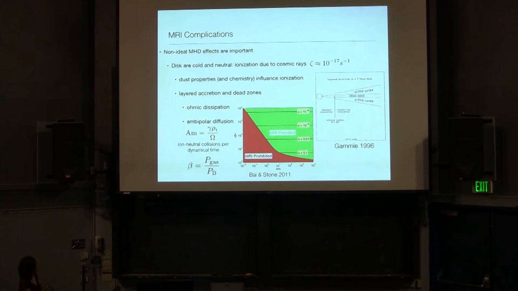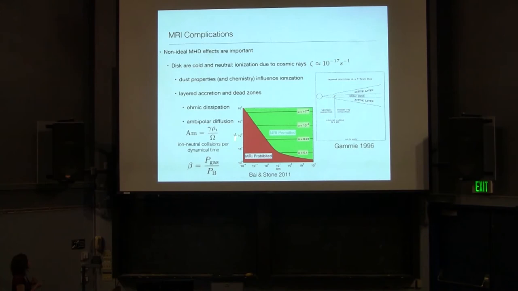There are other non-ideal MHD effects. There's ohmic dissipation, and ambipolar diffusion, where the field actually leaks out because it's not well coupled to the neutrals. And you can work out the different regimes where these effects dominate based on the relative pressure in the gas and the magnetic field.